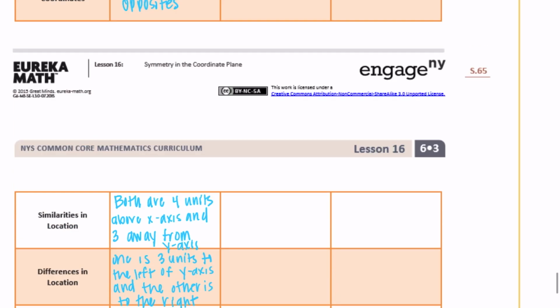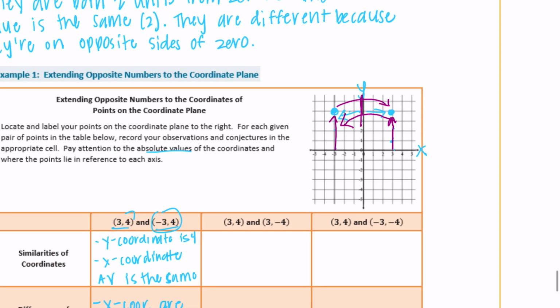Okay. Let's do the next one. 3, 4 and 3, -4. I'll do it in red. So 3, 4 is where we were before, but now we're going to do 3, -4. So now we're looking at these two points, the red ones.